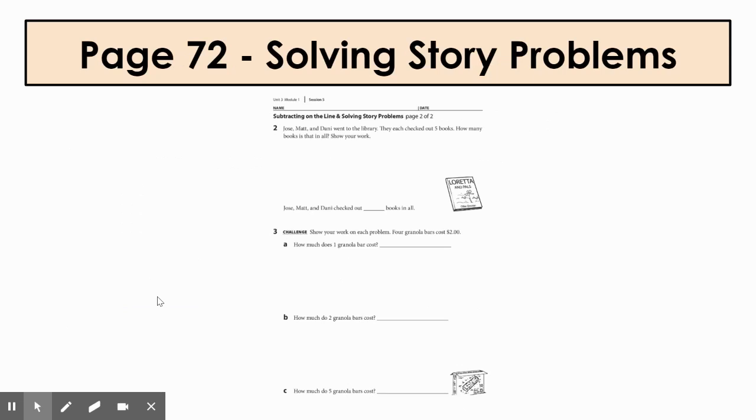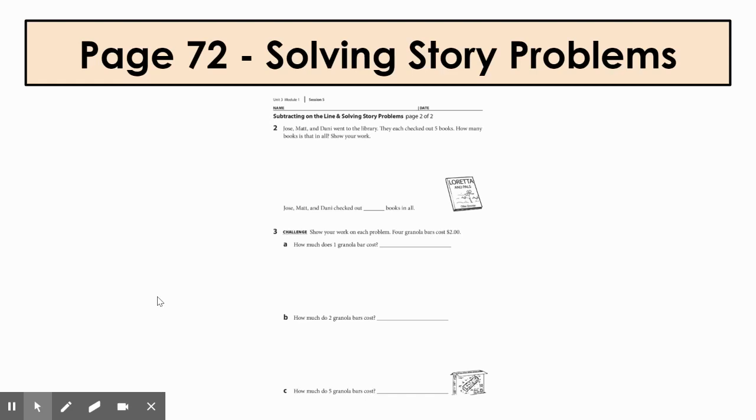Here we are, page 72, solving story problems. Now you'll notice that number 2 is at the top and number 3 is labeled as a challenge, okay? So I'm going to go over number 2 with you, and I will read number 3 out loud, but that one you're going to do on your own if you want to. Again, it is a challenge. You do not have to do number 3, but it is there if you would like to give it a try.